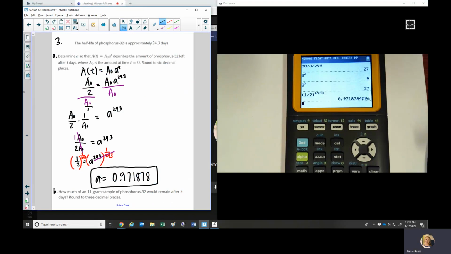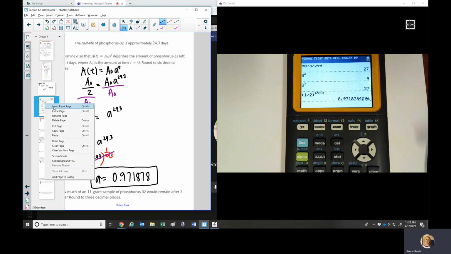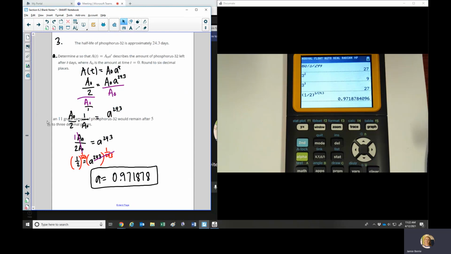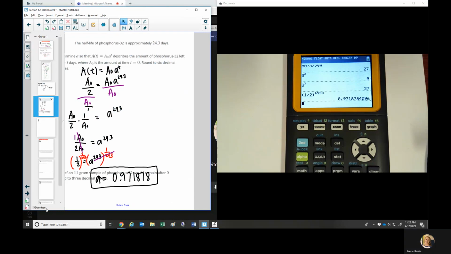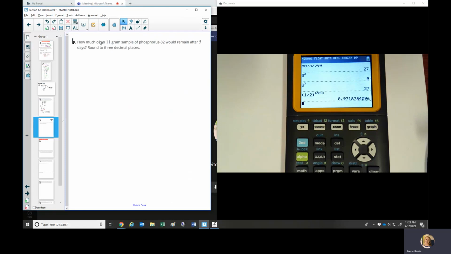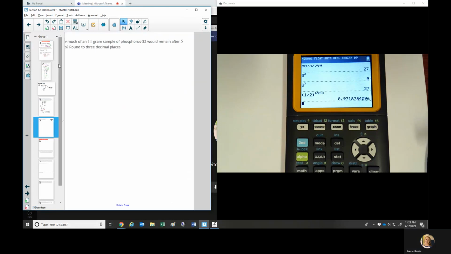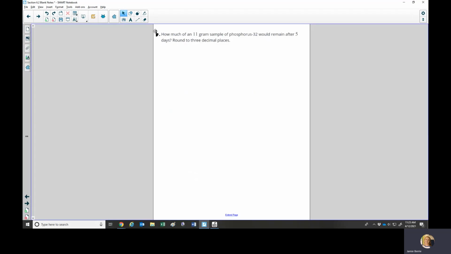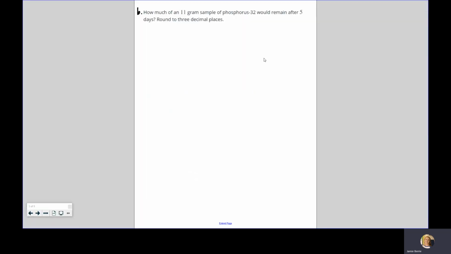Let's move this to the next page. Let's give it its own page so that we don't run out of room or make it too small. All right, so let me just remind you really quick. Let's read our question first, sorry. It says, how much of an 11-gram sample of phosphorus 32 would remain after 5 days?